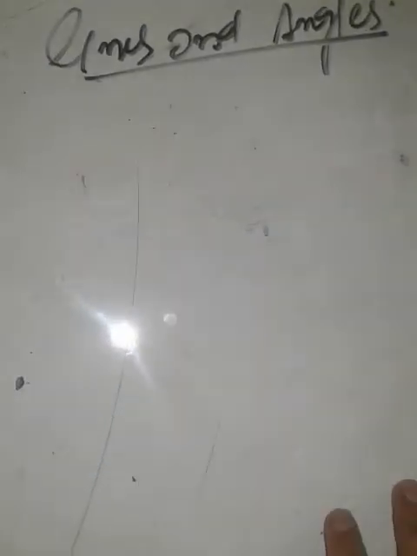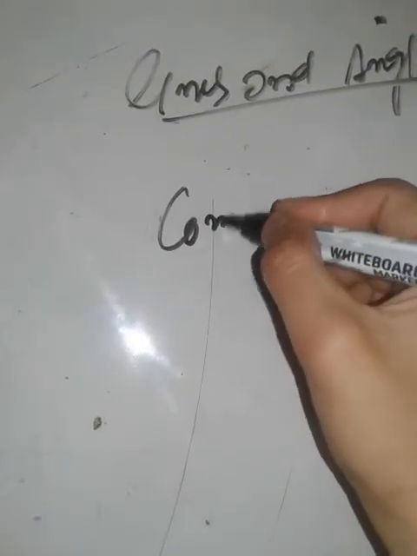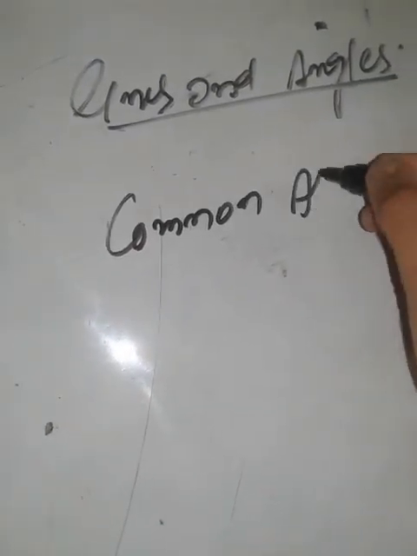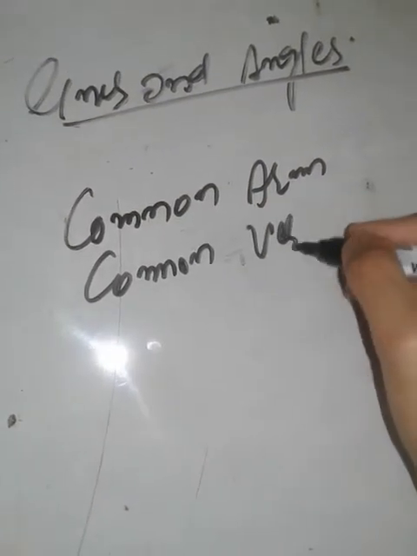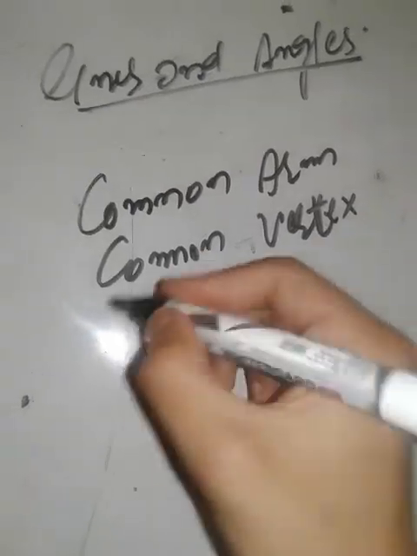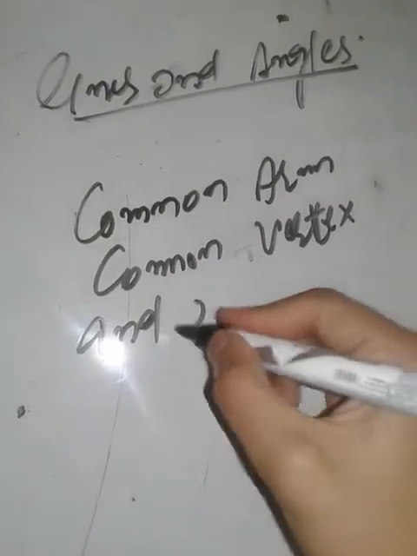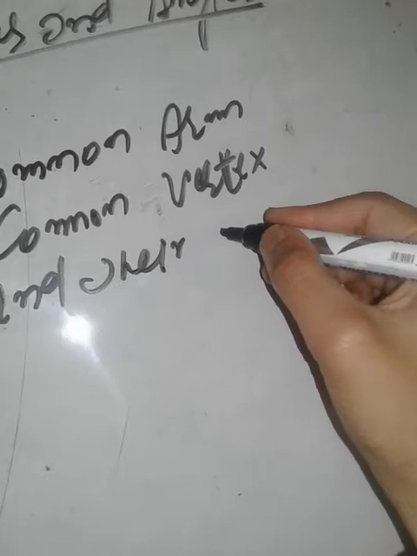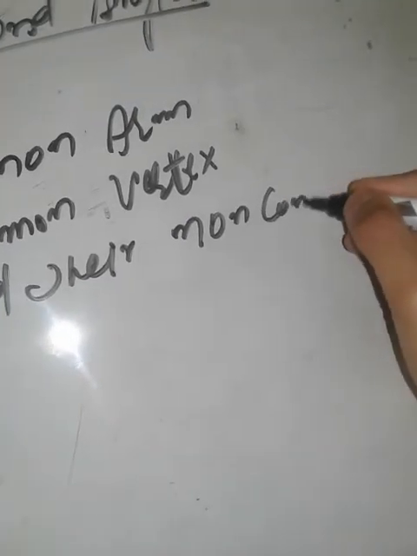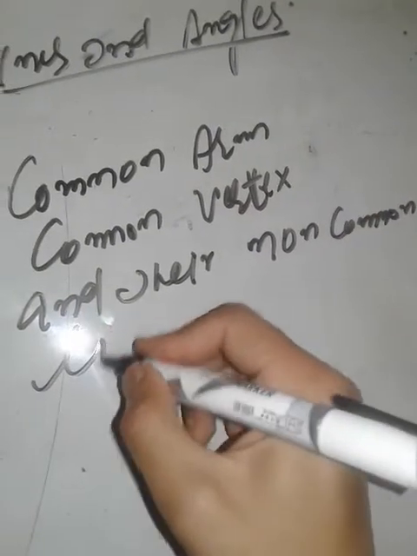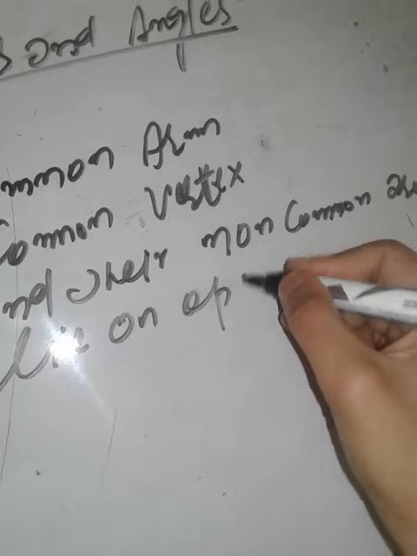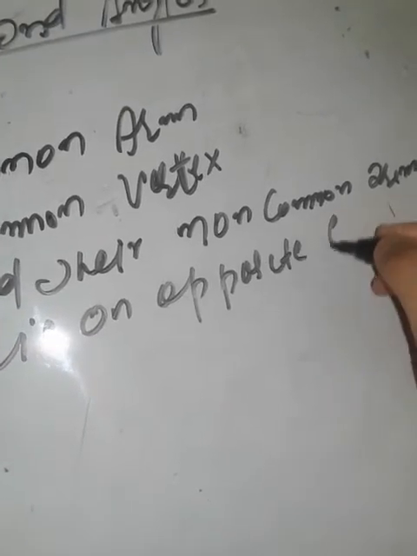Remember, two angles are said to be adjacent angles if they have a common arm, a common vertex, and their non-common arms lie on opposite sides.